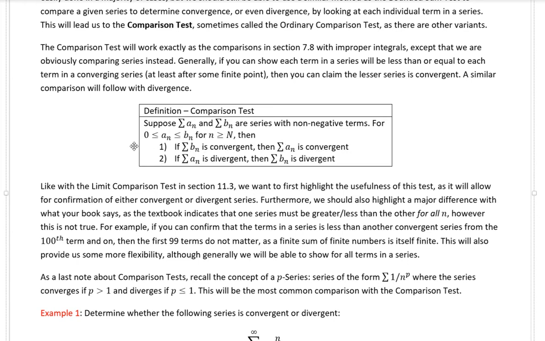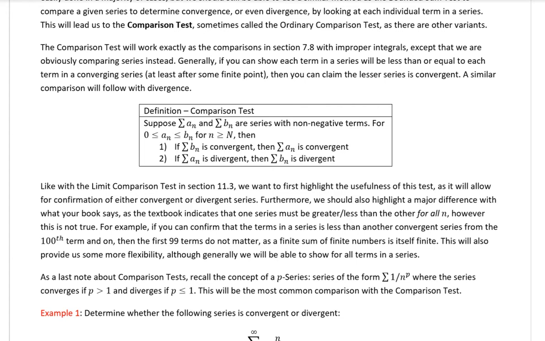You can see with that comparison here that if b is convergent, then anything less than b is convergent. Or, likewise, if a sub n is divergent, that means anything greater than that is also divergent. This should sound a lot like what we did back in section 7.8 with integral comparisons, where if we found one integral that was greater than something we knew diverges, then the integral itself diverges.